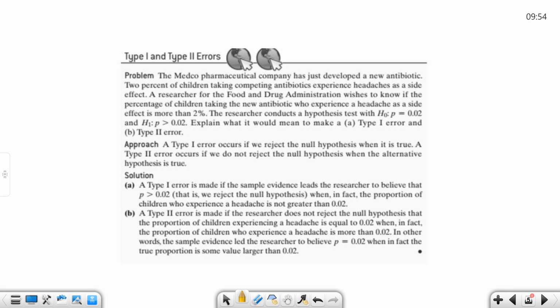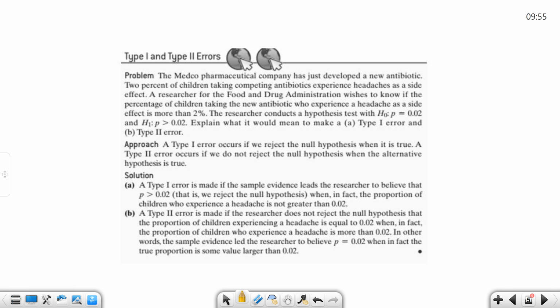So we rejected the null. We took the H1, when in fact the proportion of children who get a headache is not greater than 0.02. So that's our type 1 error. We messed up because we rejected equals 0.02 when it was actually true, right? So that's a type 1 error. And then type 2 error, we don't reject the null when in fact the proportion is greater than 2%.